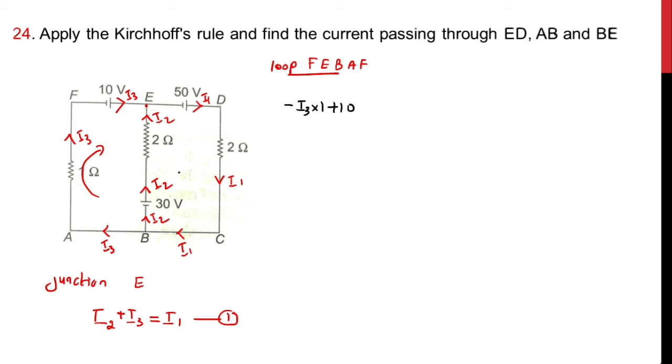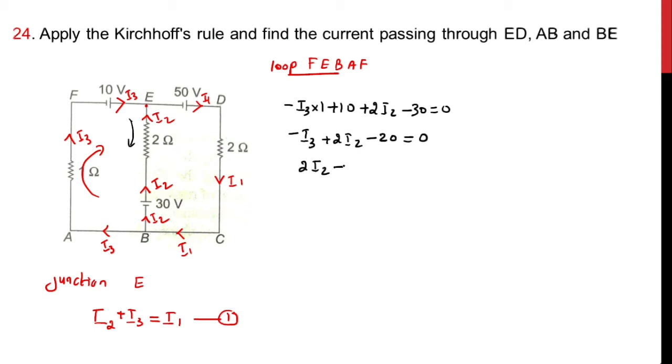Next is from E to B. You are going from E to B, but the current is flowing in the opposite direction, so you take it as a plus value. We write 2I2. In the same way, the 30 volt is here, but you are going from the positive to negative terminal inside the cell, so it is taken as minus, that is minus 30, which must be equal to 0. There is no other potential drop here. So we got the equation: minus I3 plus 2I2 minus 20 equals 0. So what is the equation you got now?